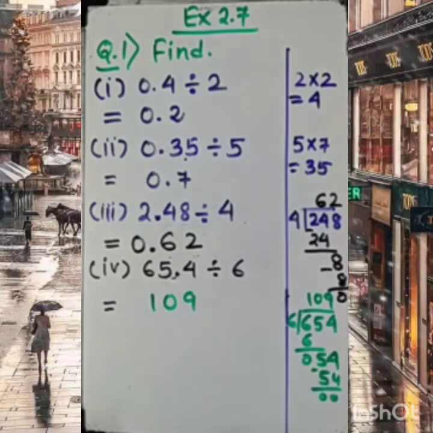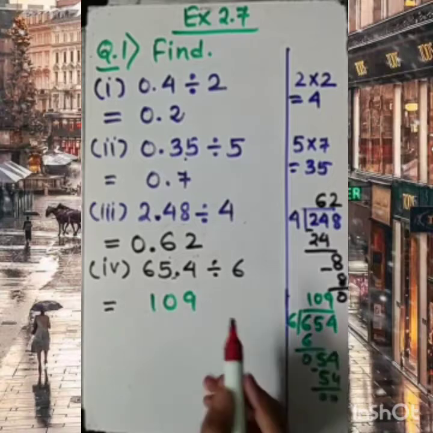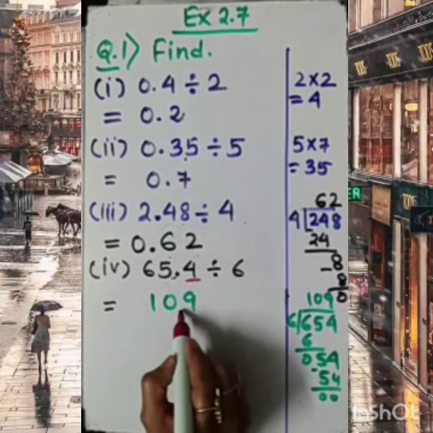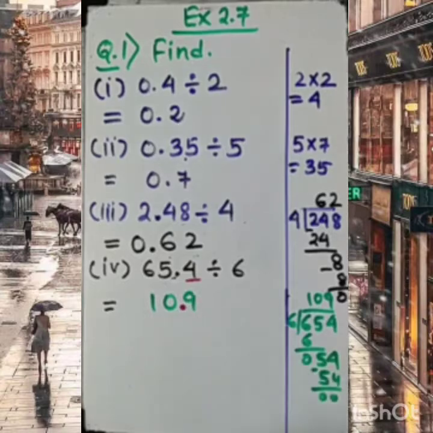Now how to bring it into decimal form? How to convert it into decimal form? That is very, very important. As we know, here there is 1 digit after the decimal, so here also I need to shift 1 digit. So the solution of this is 10.9. Okay. Now let's try to understand the fifth one also. Please complete up to here. I hope it's clear up to here. So we will proceed to the fifth.